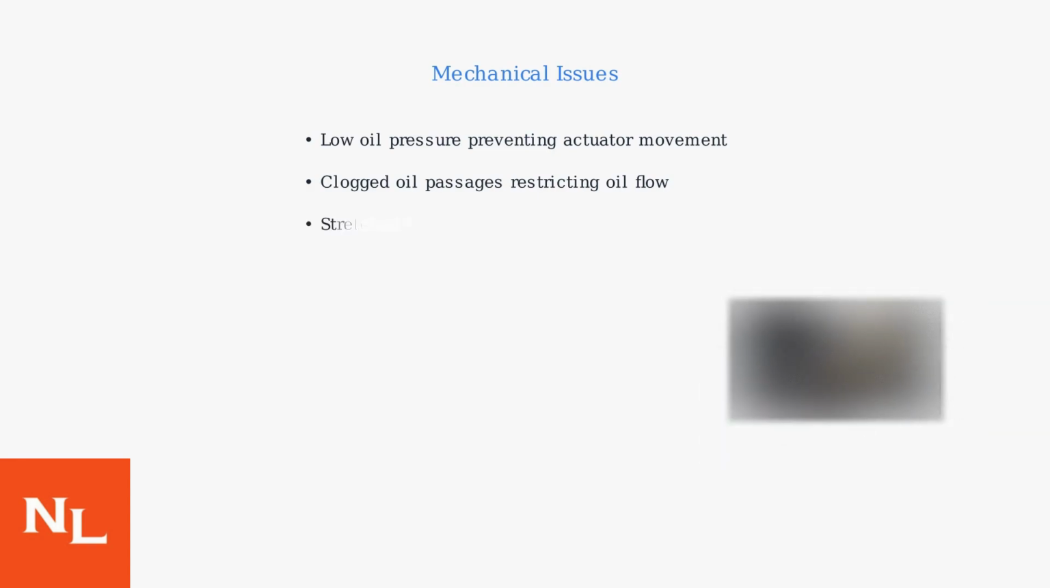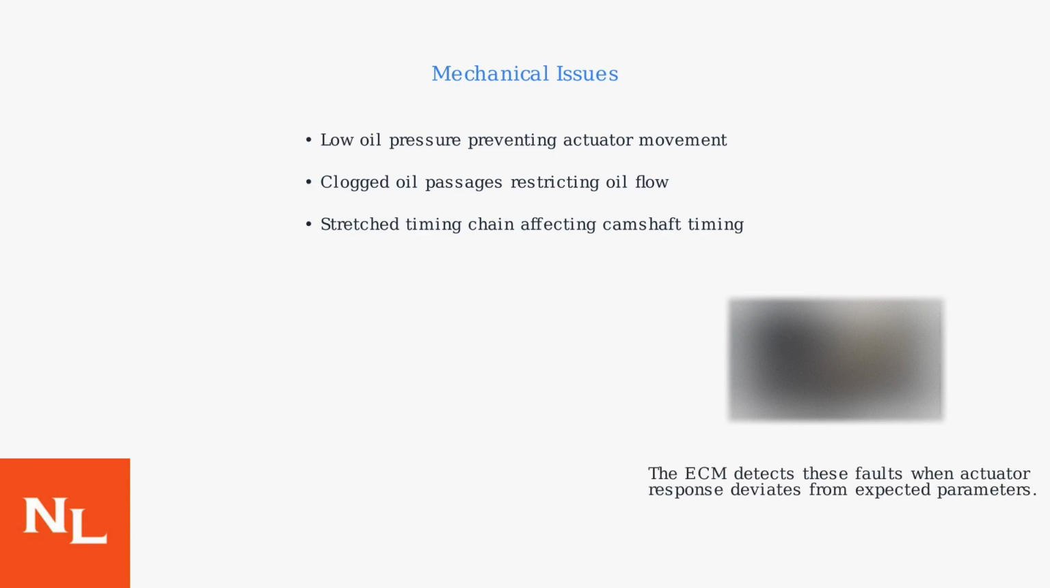A stretched timing chain can also lead to the P0023 code. As the chain wears and elongates, it affects camshaft timing, causing the actuator to struggle maintaining proper valve timing. This mechanical wear typically requires timing system replacement. In all these cases, the engine control module detects the fault by monitoring the actuator's response. When the camshaft position doesn't change as commanded, the P0023 code is stored, and the check engine light illuminates.